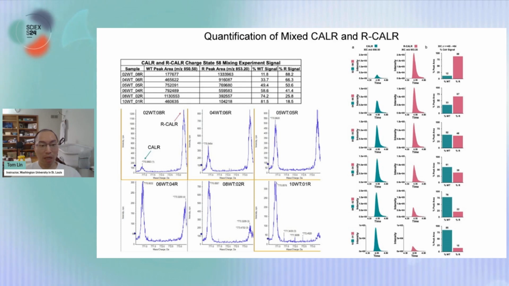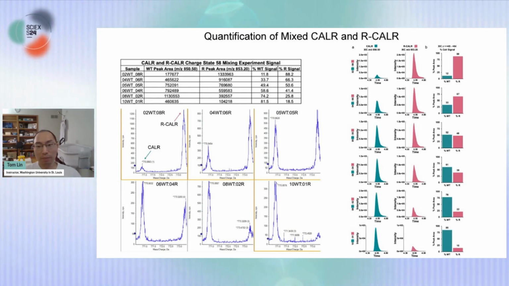So after this, we went on to test if our top-down proteomics can be used for arginylation quantification. The first experiment that we did was to mix the wild-type and arginated calreticulin artificially at different ratios. As can be seen from the left side, you can clearly see the increase of the CALR signal and the decrease of the arginated calreticulin signal from the mixed samples. Using the MS1 signals, we show that the quantification of the two species correlates nicely with their mixed ratios.